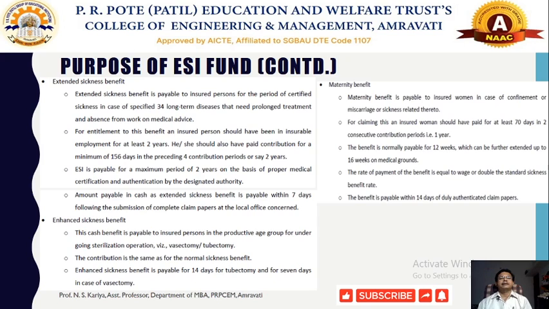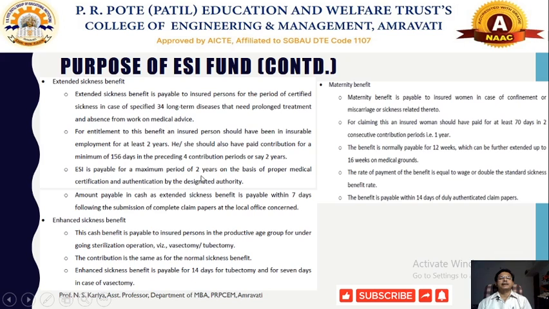And for entitlement to this benefit, any insured person should have been in insurable employment for at least 2 years. So there is a minimum criterion: the employee should work in that particular organization, be registered under the ESICA, and that should be for a minimum of 2 years. And he has to pay the contribution of, say, 150 days in the preceding 4 contribution periods, say up to 2 years. So minimum would be 4 contribution periods, and maximum would be 2 years, for which the person shall have paid the contribution.